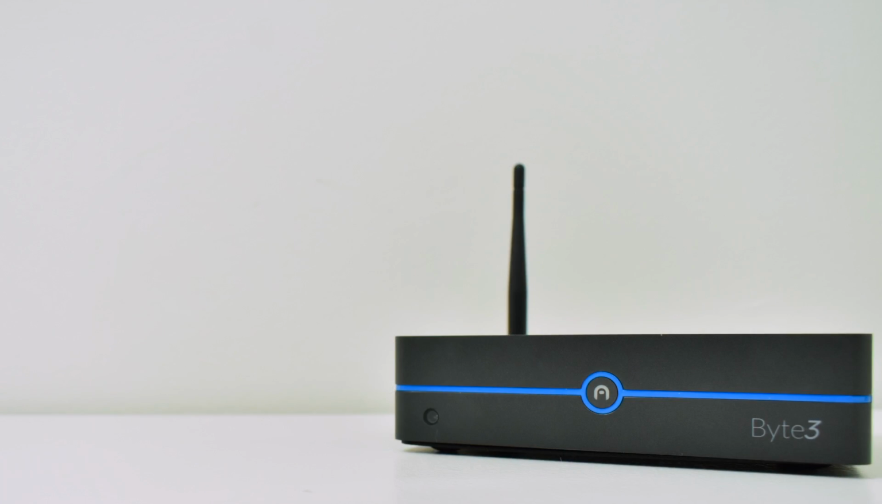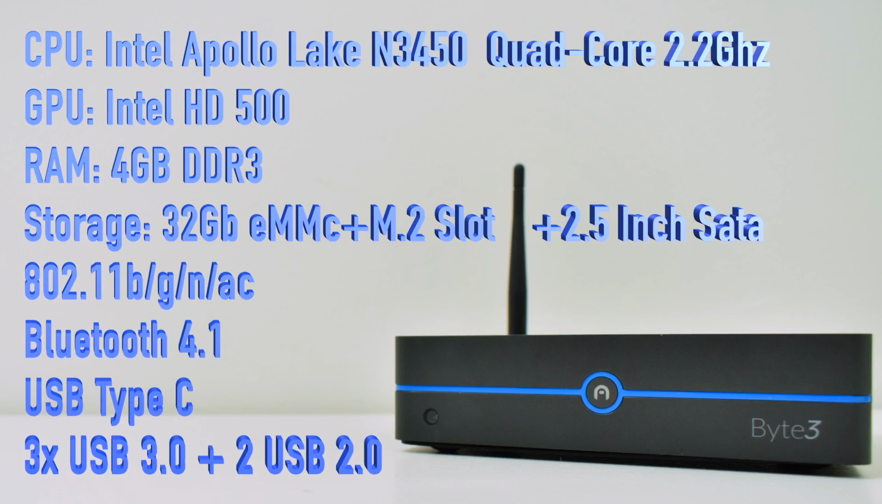Now I think it's time to go over the main specs of the Byte 3. The CPU is an Intel Apollo Lake N3450. It's clocked at 1.1 GHz, but it does turbo up to 2.2 GHz. The GPU is a built-in Intel HD 500 up to 700 MHz. 4 GB of DDR3 RAM, but they are coming out with the 8 GB model. As for storage, it has a built-in 32 GB eMMC.